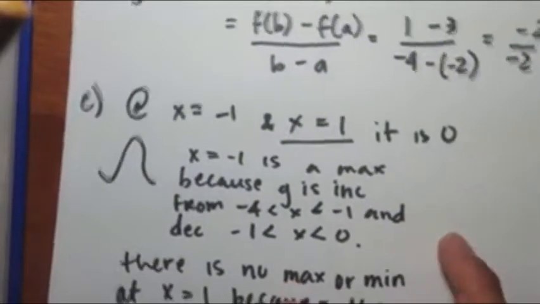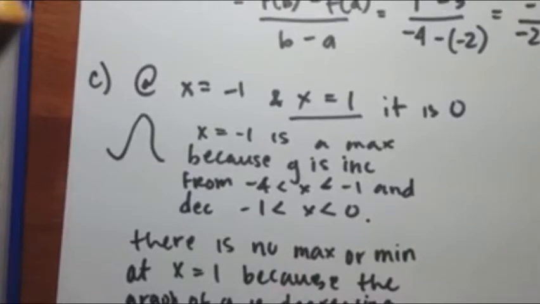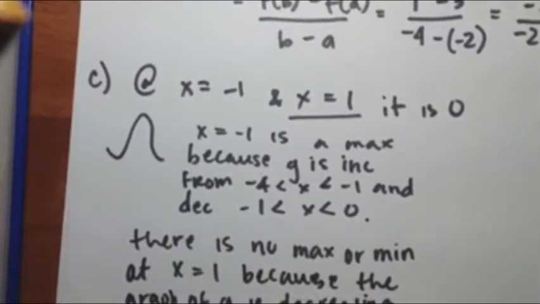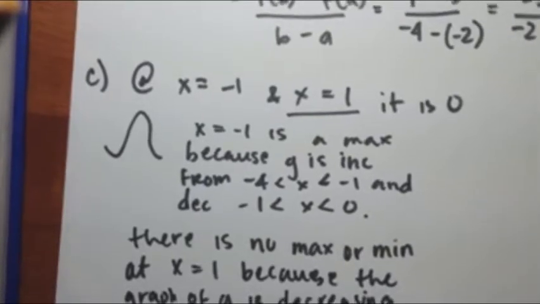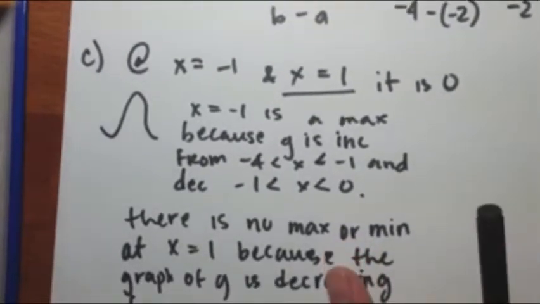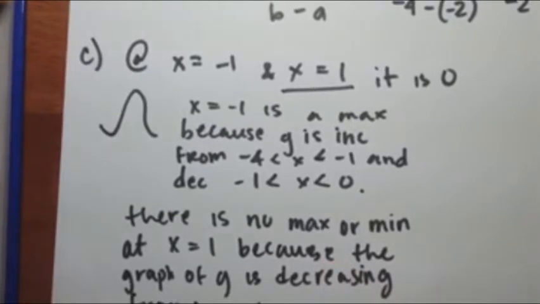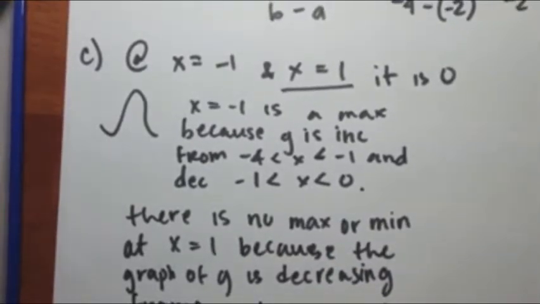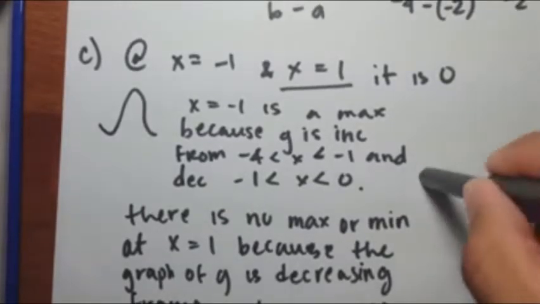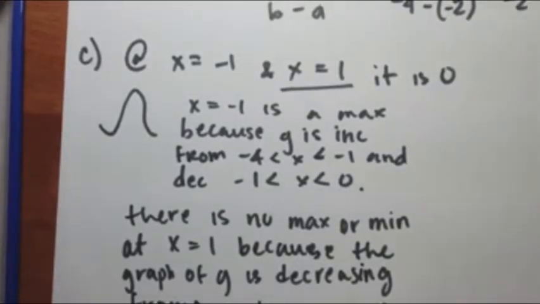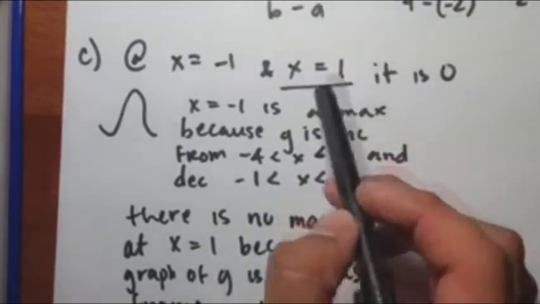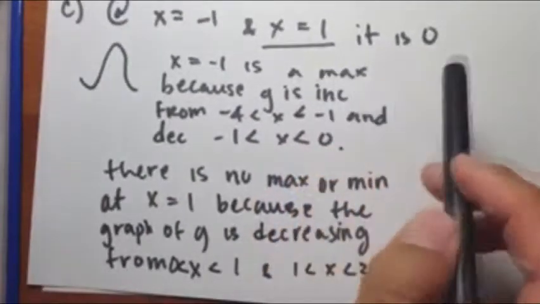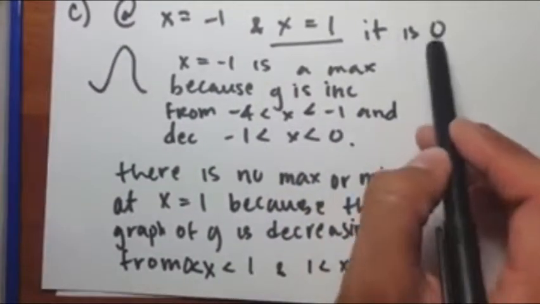Okay, part C asks us, find the x-coordinate for each of the points at which the graph of g has a horizontal tangent line. So basically you find the maximum or minimum. And to find the maximum and minimum, you would need to find your first derivative at 0. And then since g prime equals f, you just look on the graph of f to see where it's 0, and you see it is 0 at -1 and 1. And then here's your explanation.